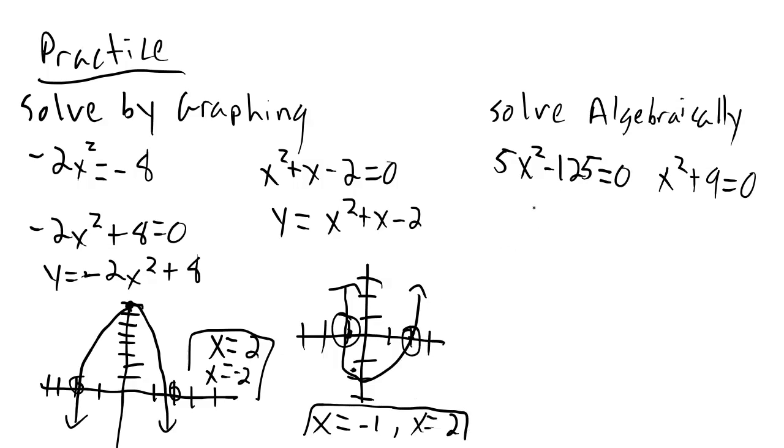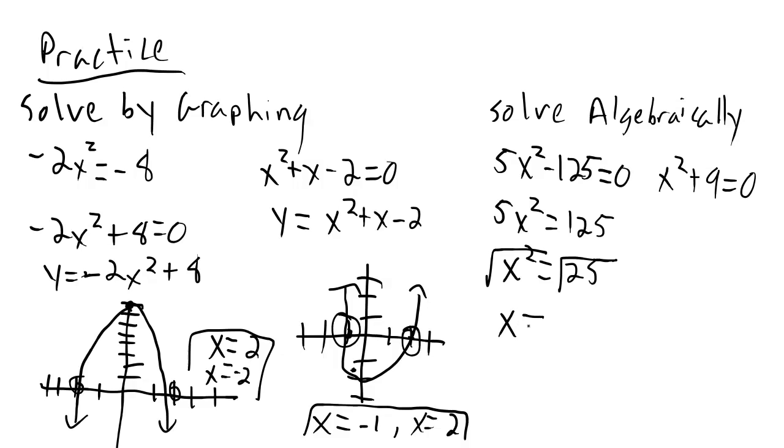Right, let's solve these algebraically. Remember, our first step is to isolate x squared. So we want to do that by adding 125 to the other side. And we get that over. x squared isn't isolated. We have to get rid of this 5, so we're going to divide by 5. We get x squared is equal to 25. What's our next step? Take the square root. The square root of x squared is just x. Square root of 25, what number times itself makes 25? Well, it's not just positive 5. It's also negative 5. So we have those two solutions there. That's our answer for this one.